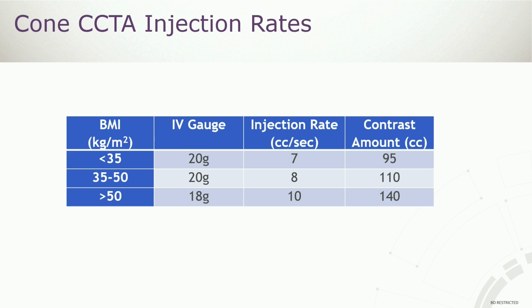And then these are our injection rates that we typically use. For 35 and less, we're injecting at 7. Between 35 and 50, we use 8. And then anything over 50, we're injecting at 10 cc's a second. That's typically done through an 18 gauge, but we have had a couple of patients that have been challenging IV access, so we have injected some of those through 20 gauge IVs at their max of 10 and not had any pressure limiting issues.